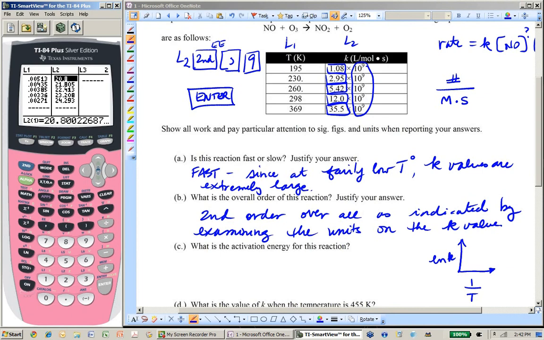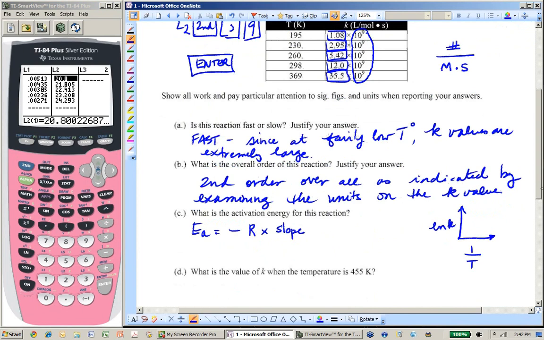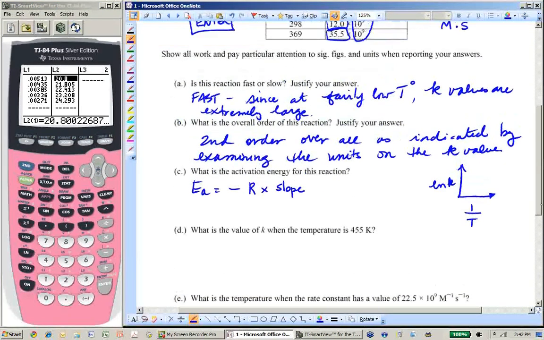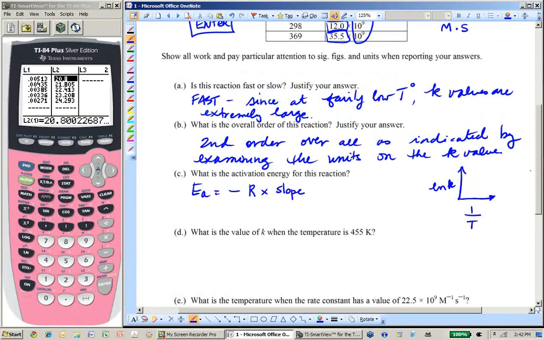Now I need to do a graph, and I need to run the linear regression on it because what I really need is the slope, because activation energy is equal to minus R times slope. So I need the slope. I don't even really have to look at the graph, but these last two questions are going to force me to use the graph to calculate, or the algebraic equation if you prefer. I'm too lazy for that. I'm going to use the calculator.